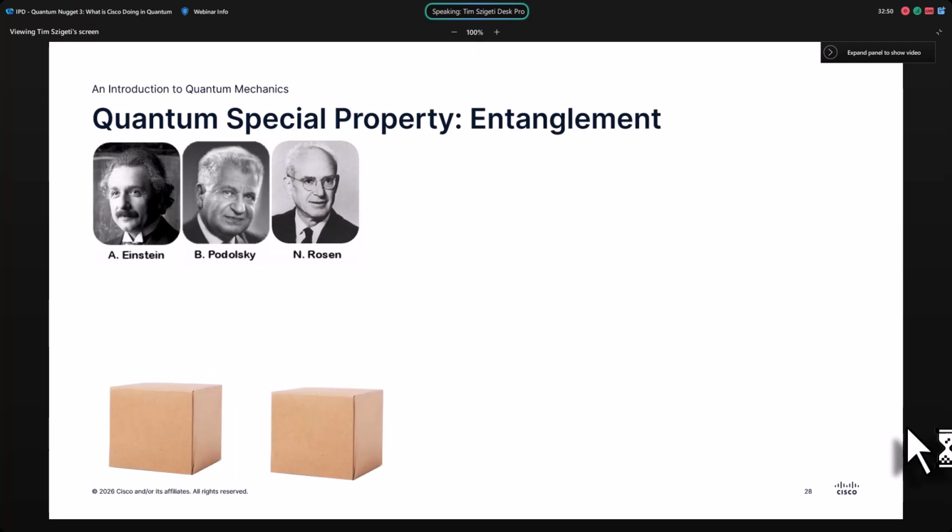And then when we open the box, if I open one of these boxes far away and I see that it's a blue marble, I know automatically, no matter how far away that other box is, that there's a red marble in there. But those properties were fixed before the entanglement. Okay, that was his explanation.